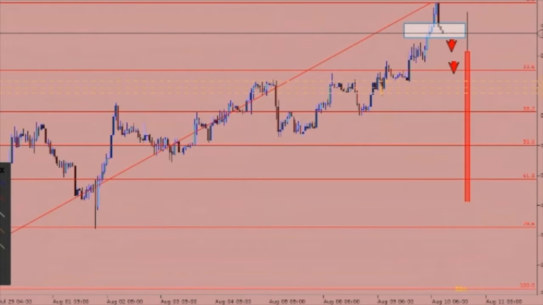Now, span A and span B, when they cross over one another, produce a cloud, and that cloud's color is indicative of the trend. So span A rising above span B would produce a green cloud, indicating an uptrend. Span B rising above span A would produce a red cloud, which would indicate a downtrend. Now, when you get two of these things matching up, that's when you're going to get your double confirmation signal.